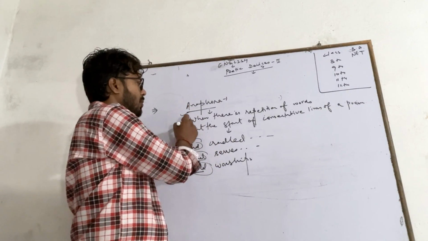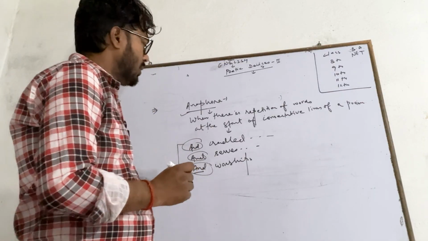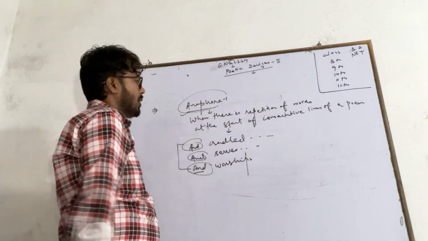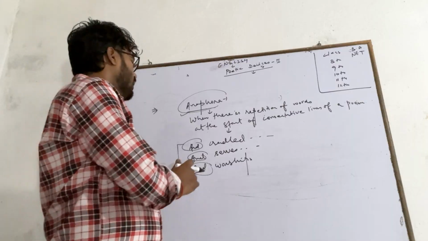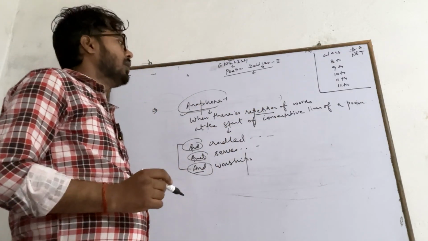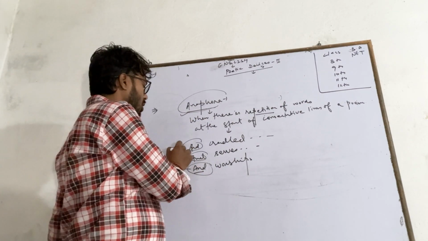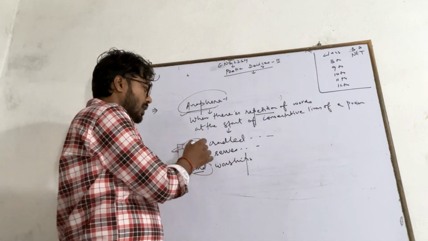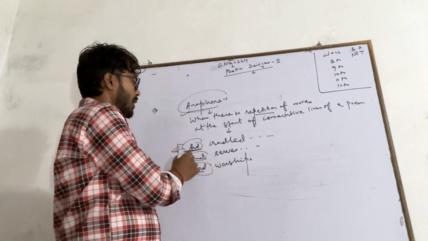Definition is not important. Important is the example. When you understand the examples, you will surely understand anaphora. Anaphora is when there is a repetition of words at the start of consecutive lines of the poem. The lines start with the same words. That poetic device is called anaphora.